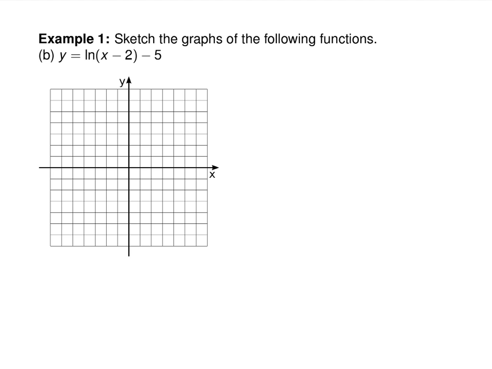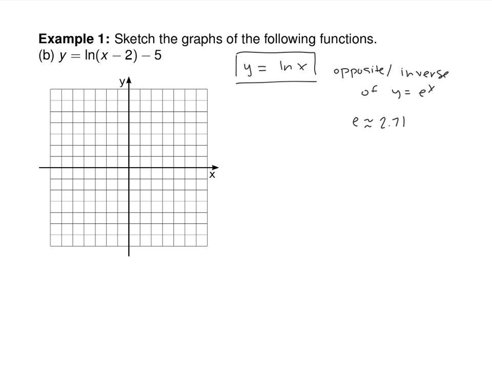Okay, for this one, what would the parent function be? ln of x. And unless I'm mistaken, most people have forgotten what ln of x looks like, right? Maybe not. If you haven't, I'm really happy. We're going to discuss this more in a later lesson, but this thing is the opposite, or mathematically formal word, inverse of the function y equals e to the x. E is an irrational number like pi that's close to 2.71. Okay, just a little bit of background.